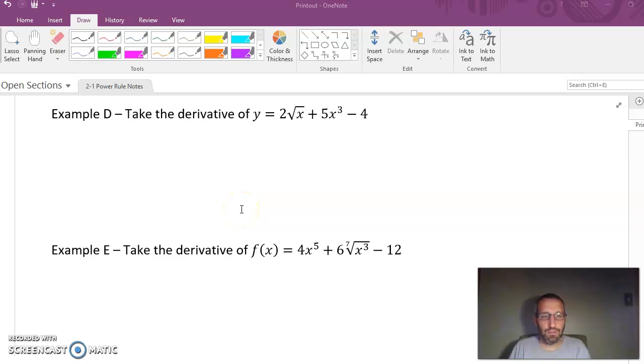Alright, I think we're ready for a couple more examples here. Alright, let's jump into example D. D says to take the derivative of y equals 2 times the square root of x plus 5x to the third power minus 4.